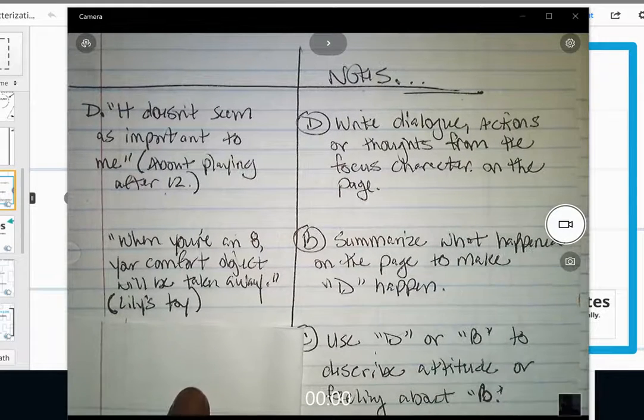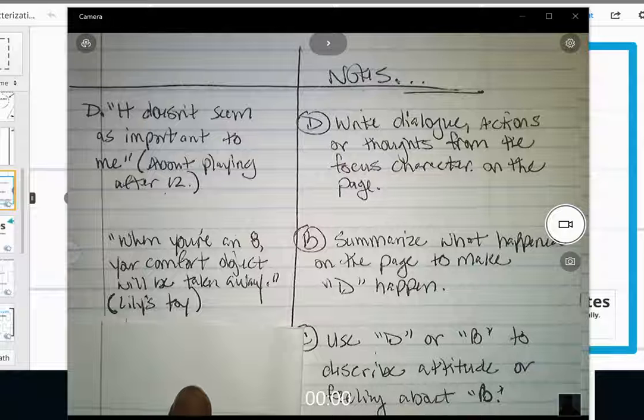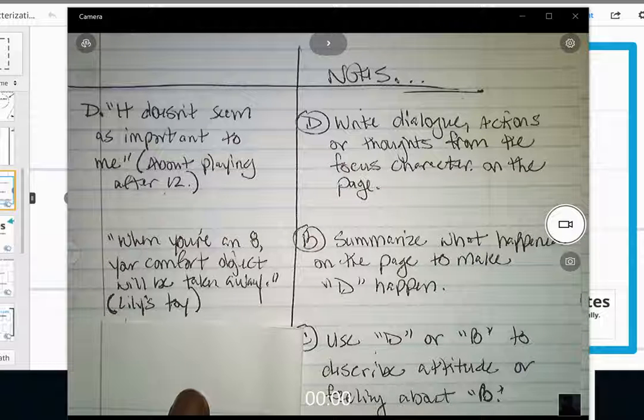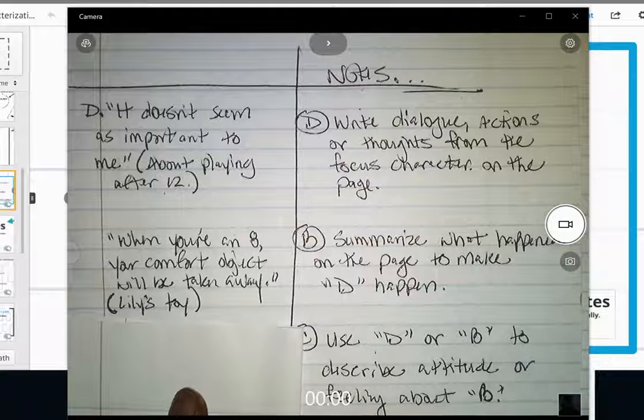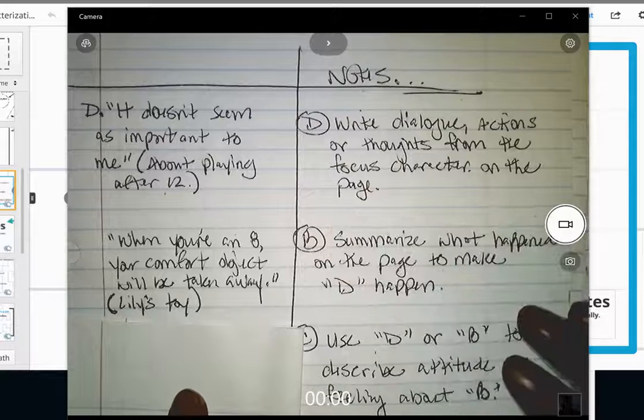Mother says two things on this page. One, she says, "It doesn't seem as important to me." She said this when Jonas asked about having fun when you are 12. She mentions that when she became a 12, she had her assignment and she played a little bit, but not as much. It didn't seem as important to her. The other thing she said was to Lily, about her comfort object being taken away when she's 9, because Lily interrupted the conversation since she needed her object to go to sleep. So these are things that mother says on this page.